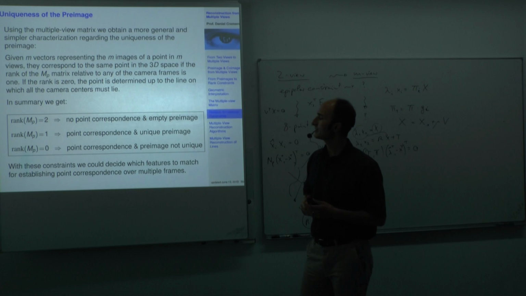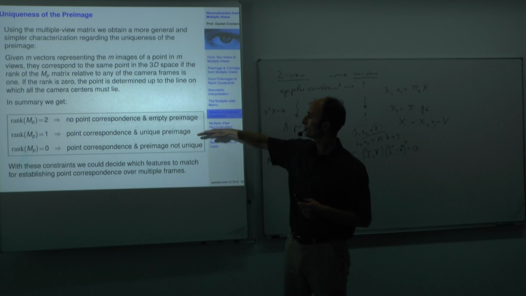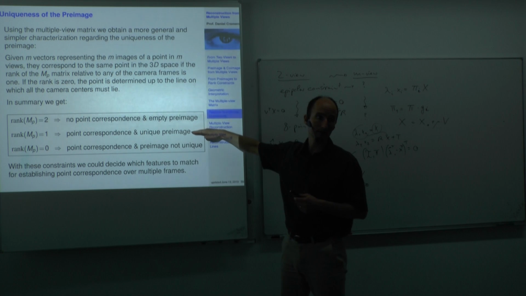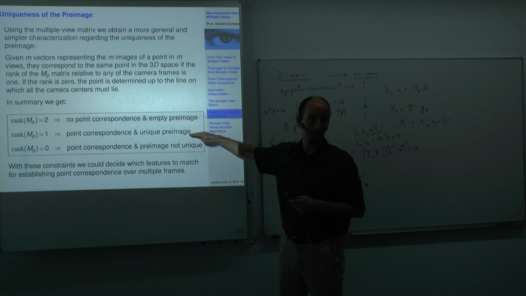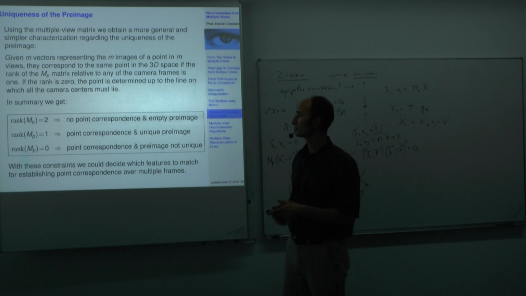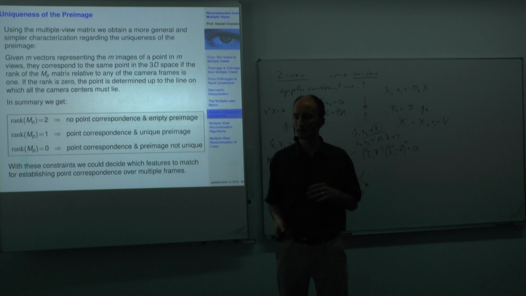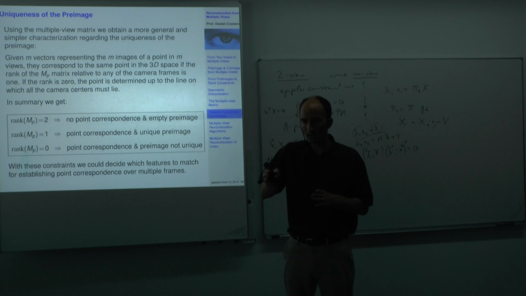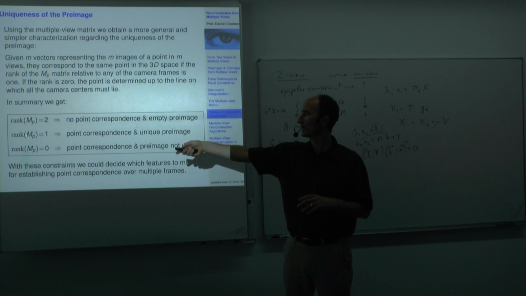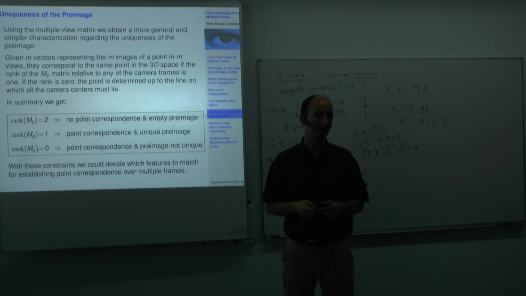And so, of course, in practice, in the reconstruction scenario, you want to put yourself in the second case, the case of rank 1. You want a reconstruction that is unique. And so you want a camera transformation among the different images, from one camera to the next, in such a way that this multiview matrix has exactly rank 1.